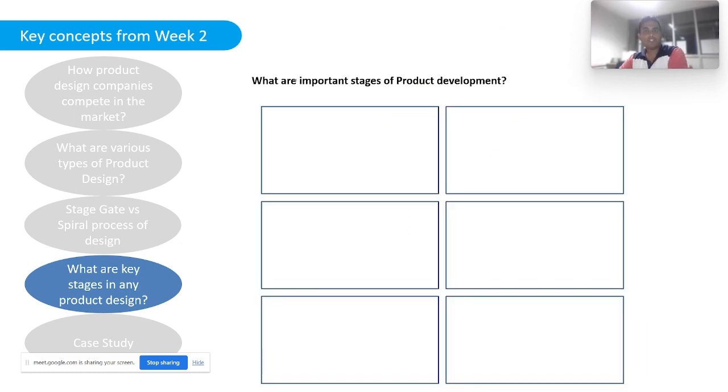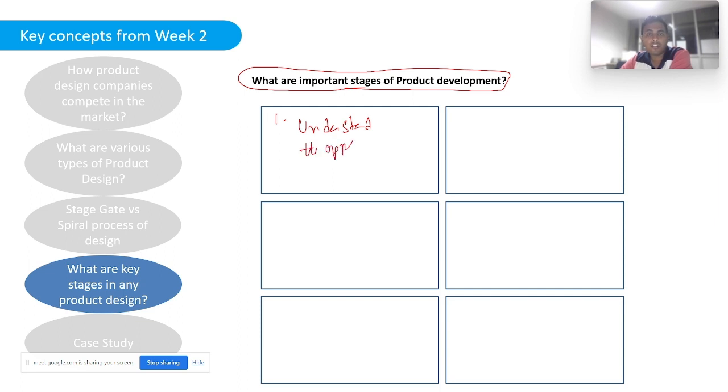So this is the last concept from week 2. Here you need to understand what the different stages of product development are. Do you have any idea what the different stages are? Have you gone through the lectures? Not yet. Okay. I guess initially we first understand the research about the problem, the opportunity, the need. And for that we do some sort of activity.